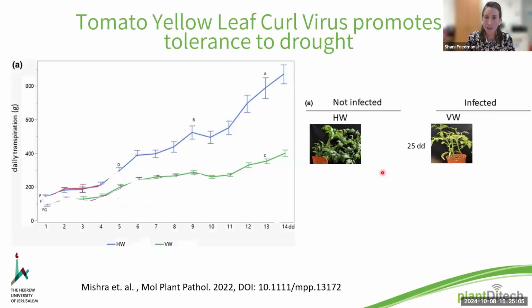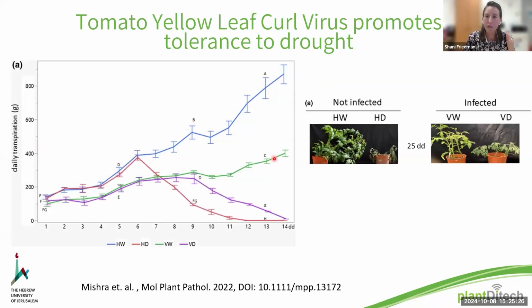Another disease that starts in the leaves is the tomato yellow leaf curl virus. This work is of Mishra's, and he took healthy and well-watered plants, and they transpire nicely up to 800 grams. But already from day 1, virus-infected plants transpire less.